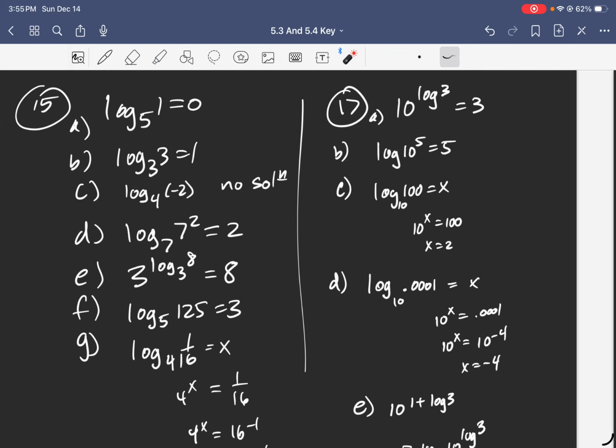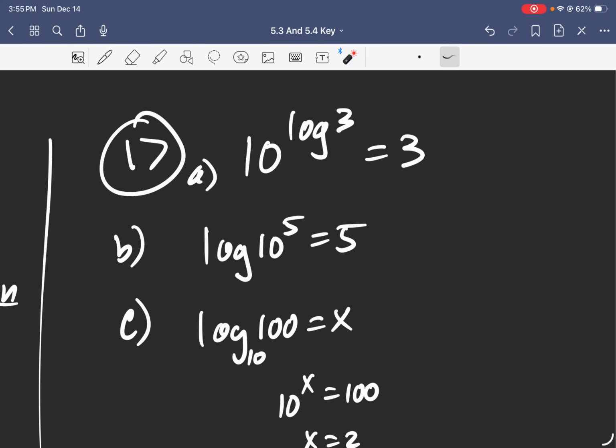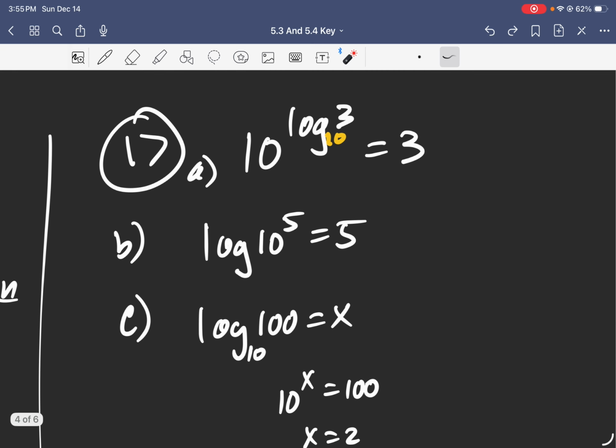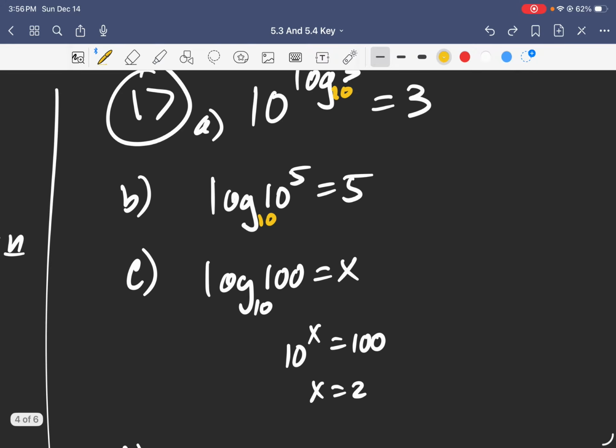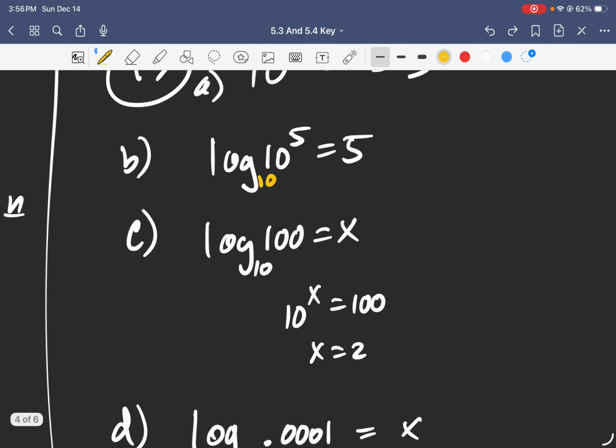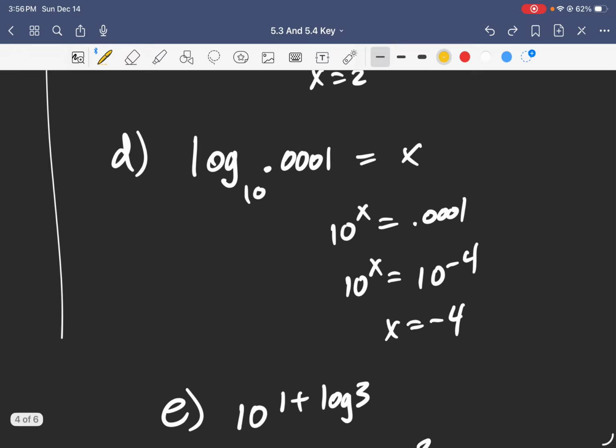Okay. If we look at 17, 10 to the log base, well, there's an understood 10 here. Log base 10 of 3. Again, these cancel out in some sense, and you get 3. Log base, there's an understood 10 if they don't say it. So log base 10 of 10 to the 5th is 5 because 10 to the 5th is 10 to the 5th. Log base 10 of 100, that would be 10 to the x is equal to 100. So x must have been 2.